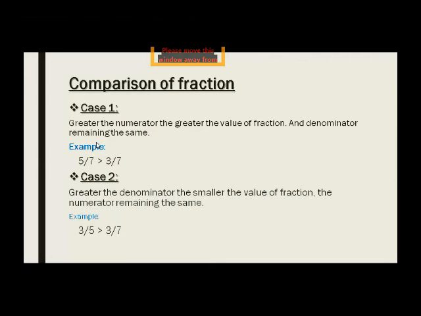Here, in case number 1, the denominator remains the same, and in case number 2, the denominators are different. Here denominator is 5 and here denominator is 7. And numerators are same. When the numerators are same and denominators are different, then the greater the denominator, the smaller the fraction will be. So here 7 is greater than 5. So this fraction is smaller. Okay.